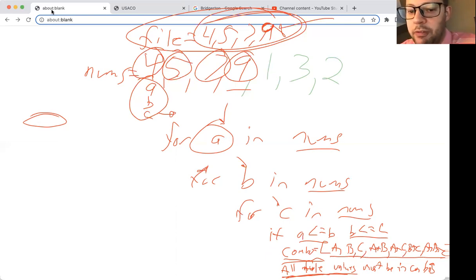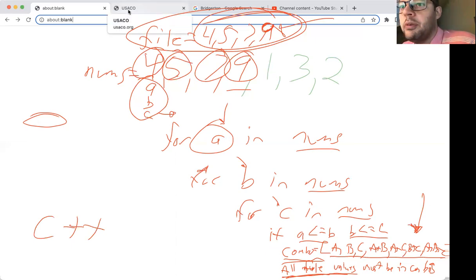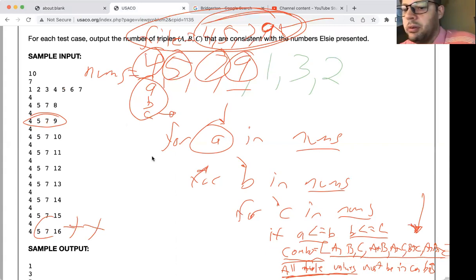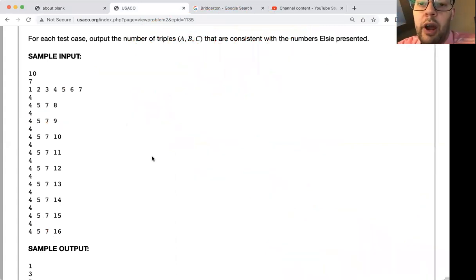Anytime you verify that all of the original values in your file are in this combo set that you've generated, then you can just have some counter do a plus plus. And then at the end, you just output the counter. So let me see here, switching back over, looking at this one more time. We're going to load in the original test case.